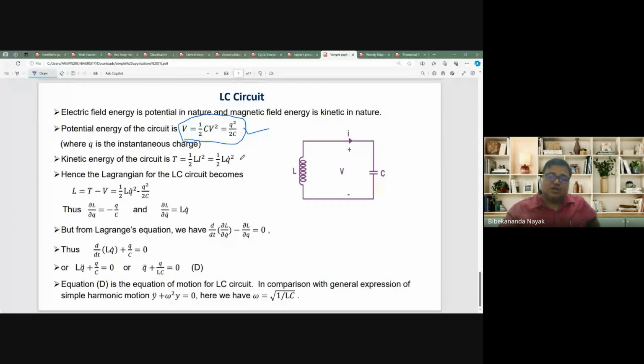So half L q dot square. Here the charge q is the generalized coordinate. So we can set the Lagrangian like this, T minus V, and ultimately calculate the equation of motion. You also find this equation, which you can compare with the general equation of a simple harmonic oscillator. You say here the angular frequency will be root over 1 by LC. Next, you can also do some numerical problems.